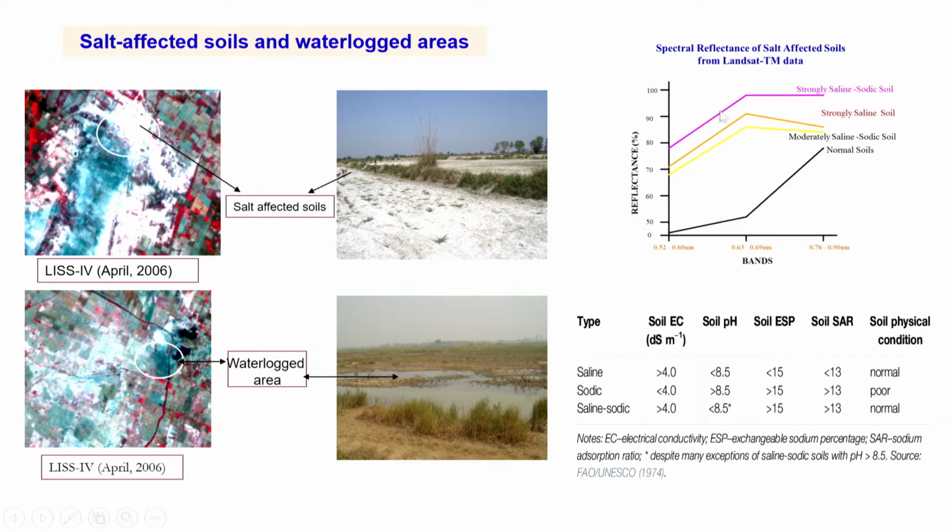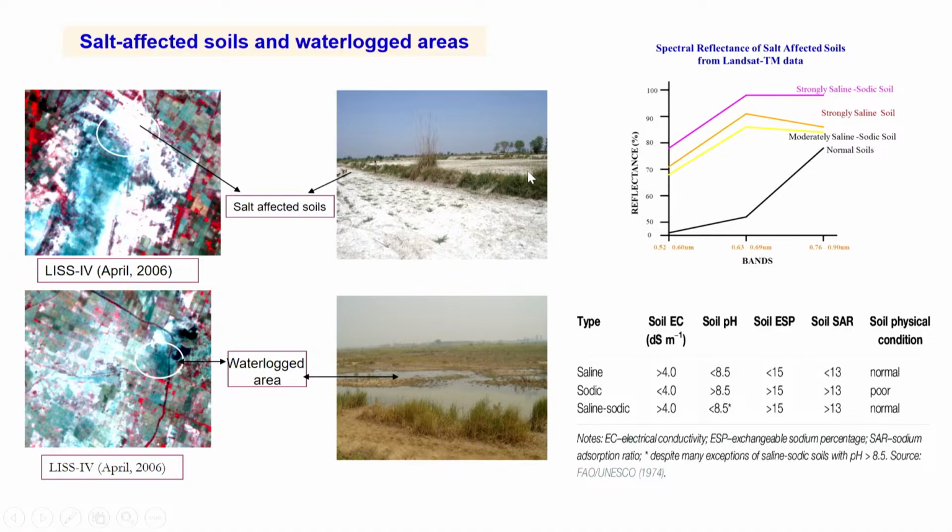But you see here, strongly and moderately saline soils are giving high reflectance in all spectral bands. In this wavelength region, this wavelength region, and this wavelength region, you are getting the highest reflectance. Therefore, on satellite data, it will appear as a white tone. This is the salt affected soils field picture. You are seeing the white tone. And when I see the satellite data of that area, it appears like that. So I can easily map the salt affected soils.